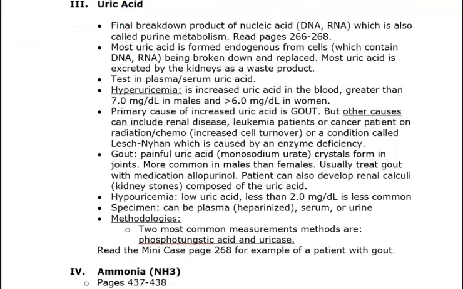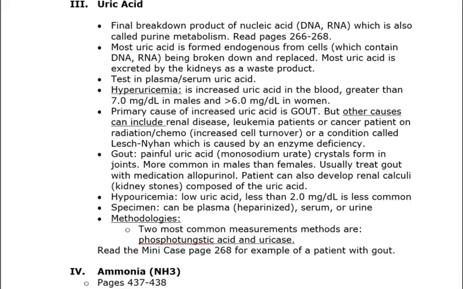The third non-protein nitrogenous substance we're going to talk about is uric acid. It's the final breakdown product of our nucleic acids such as DNA and RNA. Most uric acid is formed endogenously from cells being broken down and replaced. Most uric acid is excreted by the kidneys as a waste product. We usually test our plasma or serum for our uric acid.